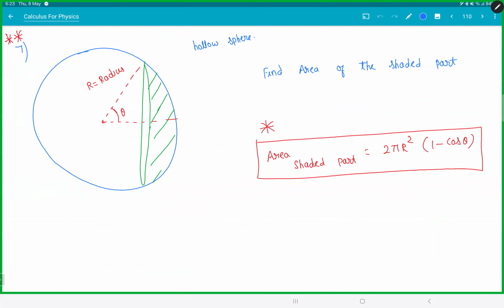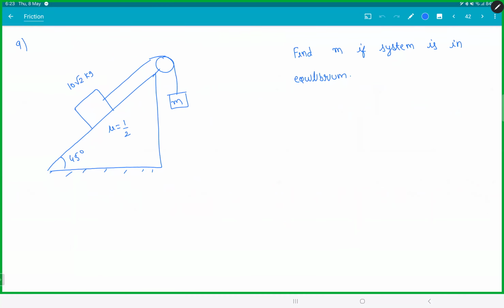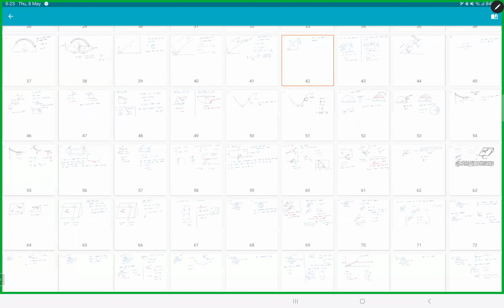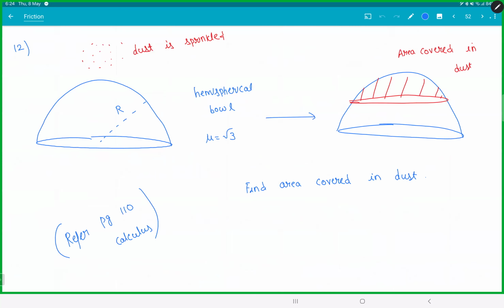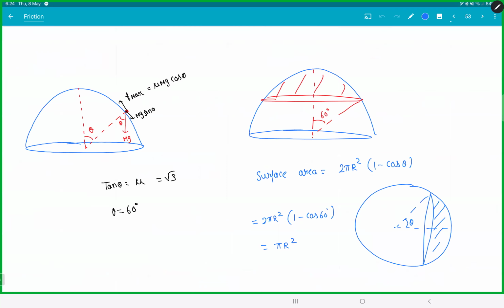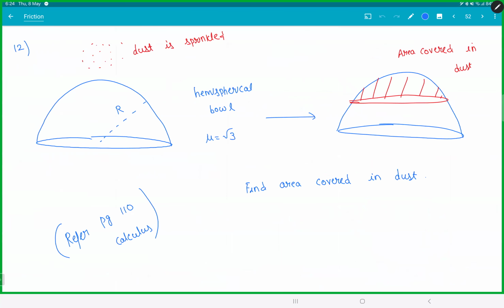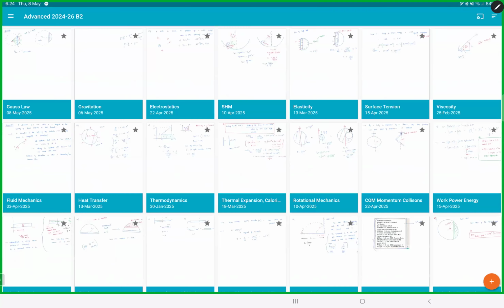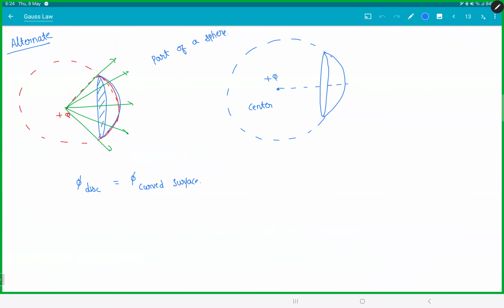याद आया? Second time you saw in friction, angle of repose. Dust is sprinkled on a thing, find the area covered in dust. This is the third time you're seeing. You will see this again in optics, and in modern physics. You will see this multiple times. So remember that result.